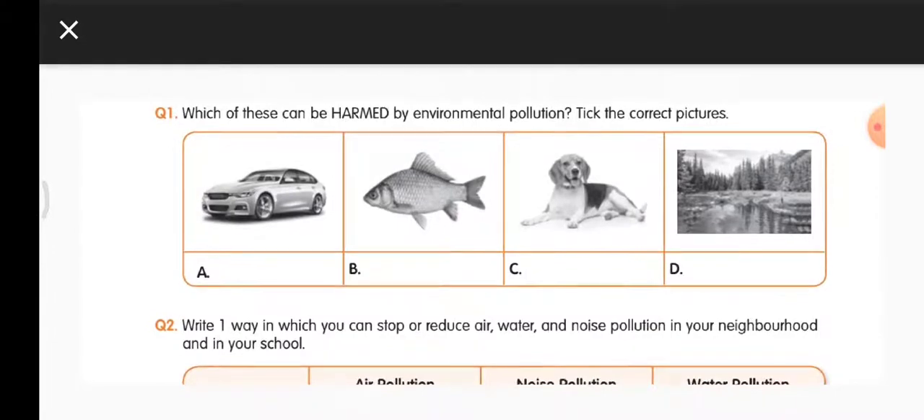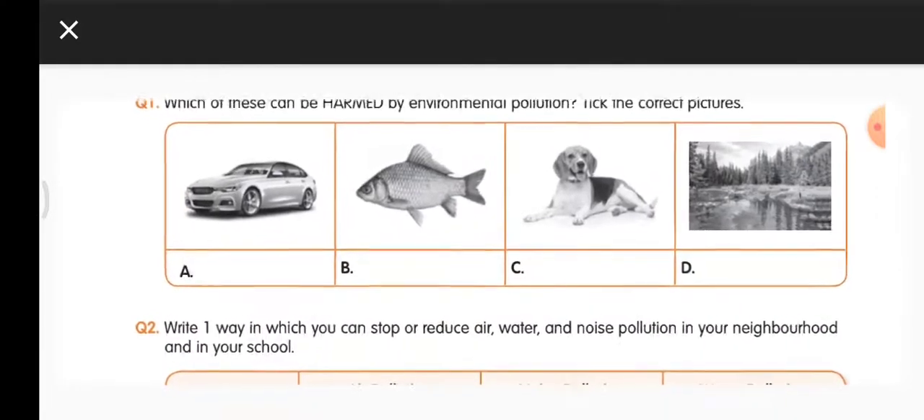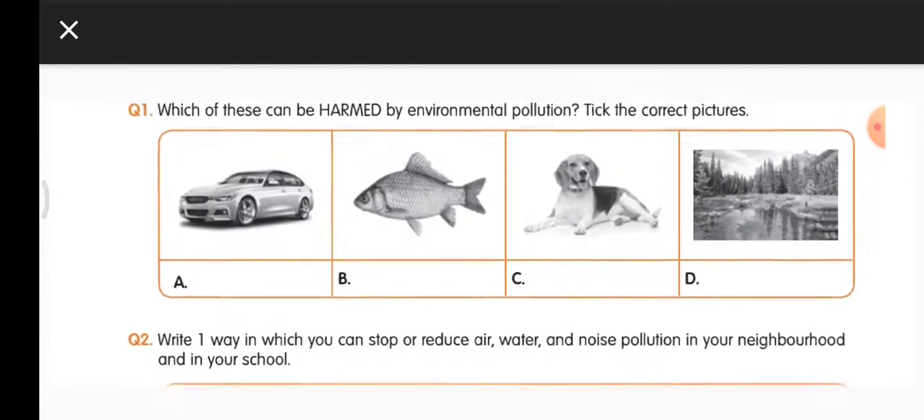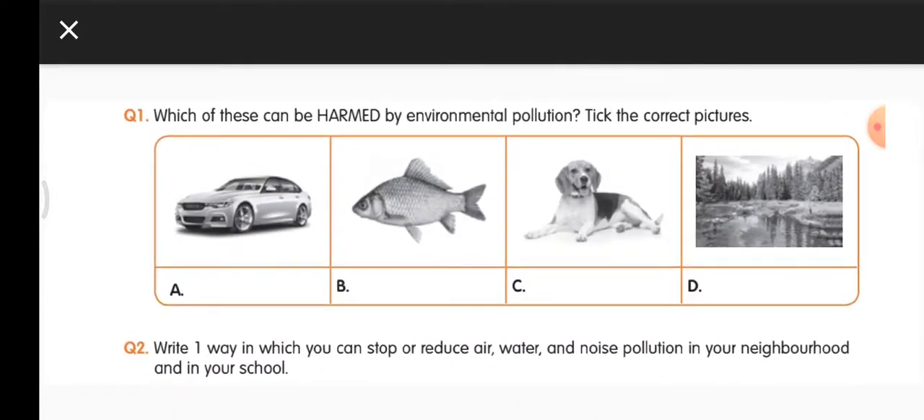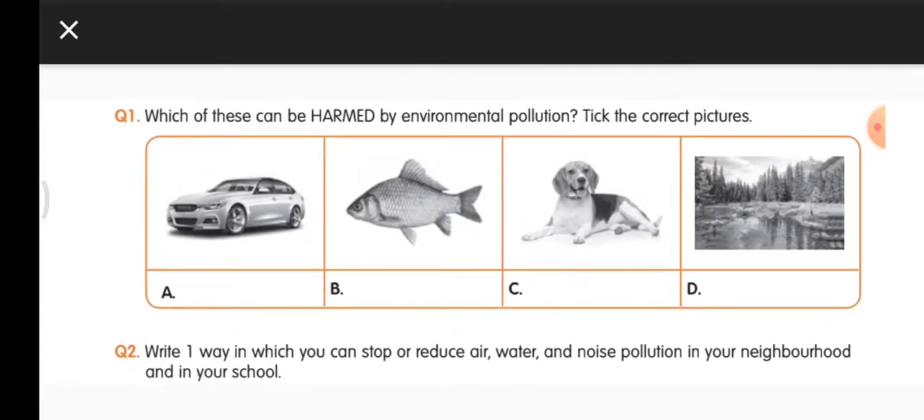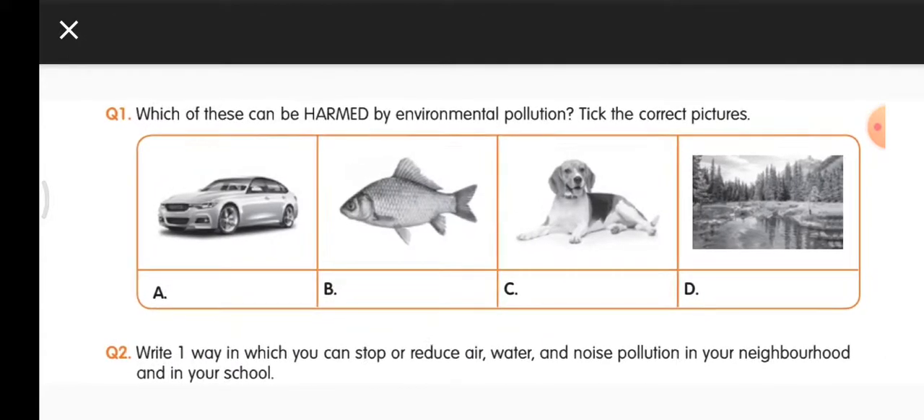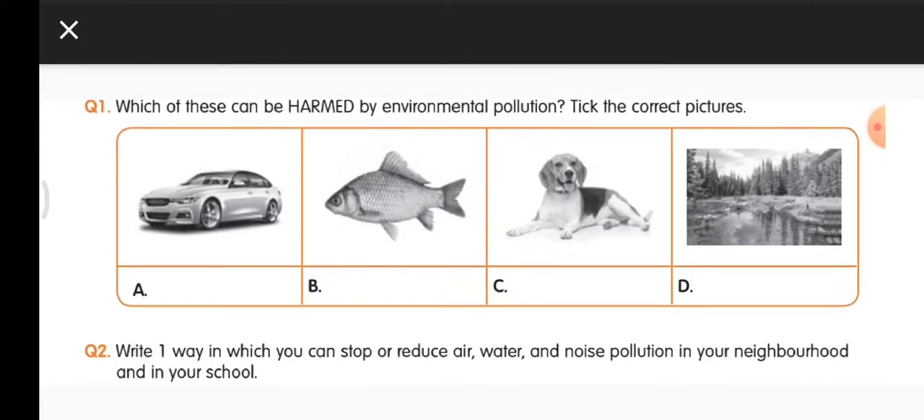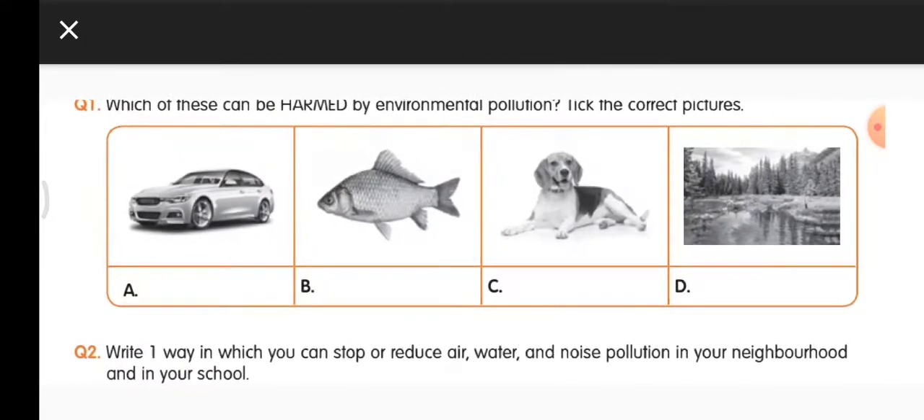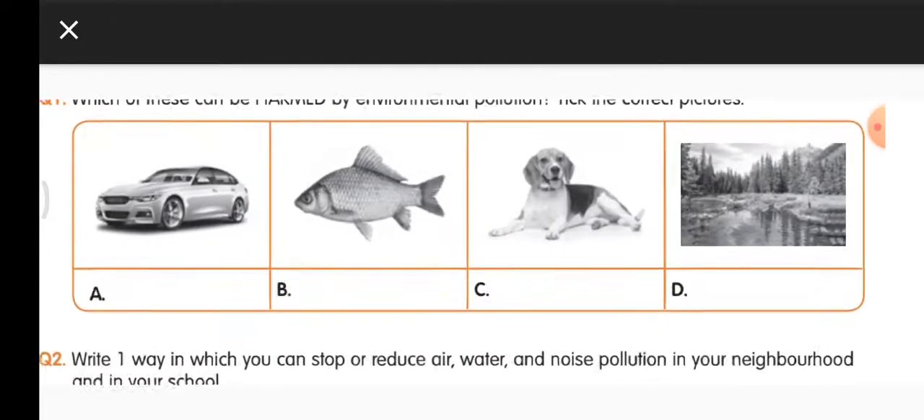Fish? Yes, fish is an aquatic animal. Aquatic animals are affected by water pollution. We all know that. The plastic gets into their body and it chokes the aquatic animals, right? Even impure water leads to the death of aquatic animals. So fish is getting harmed. Put a tick to fish.